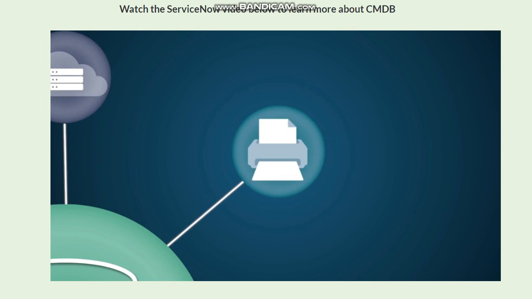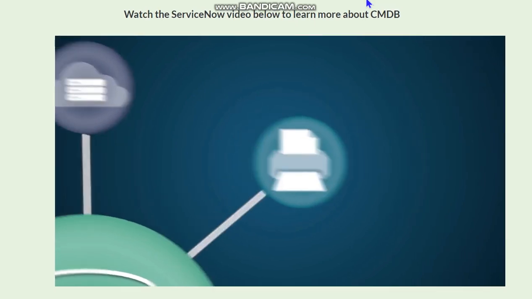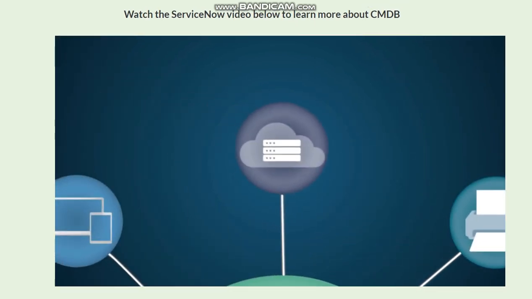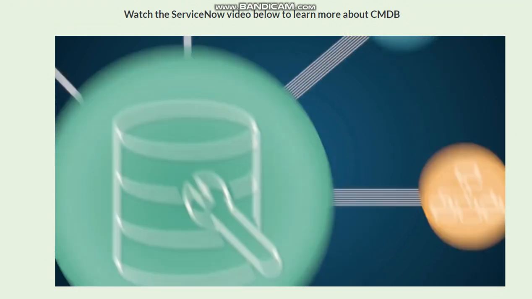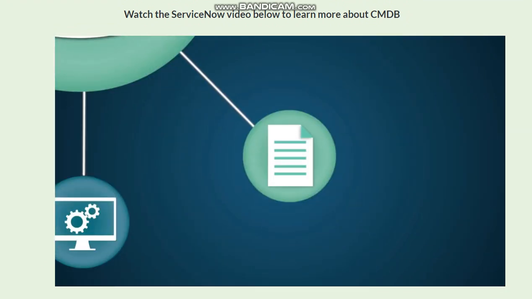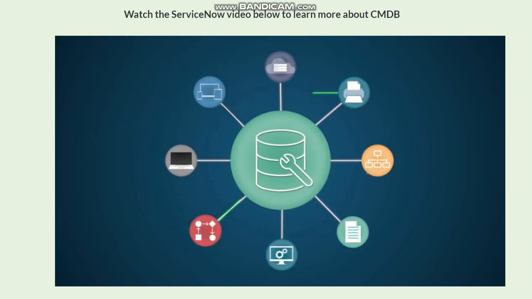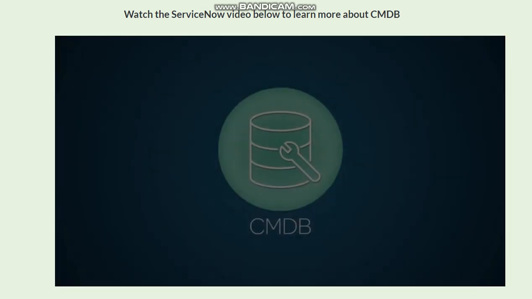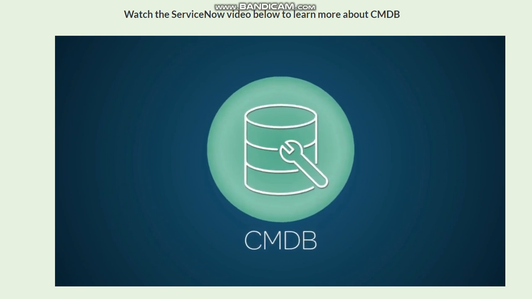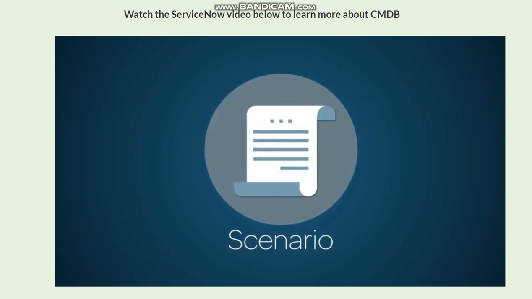A CI can be a physical entity, such as a server, or it can represent an operational construct, such as a cluster of servers. A CI could also be something logical, such as an application. The CMDB also contains the relationships between CIs. Understanding how each CI integrates with other CIs is fundamental to understanding, managing, and reporting on the services your organization delivers. Now that we have a basic understanding of the CMDB, let's look at some scenarios that will give us a better understanding of how it works within your instance.